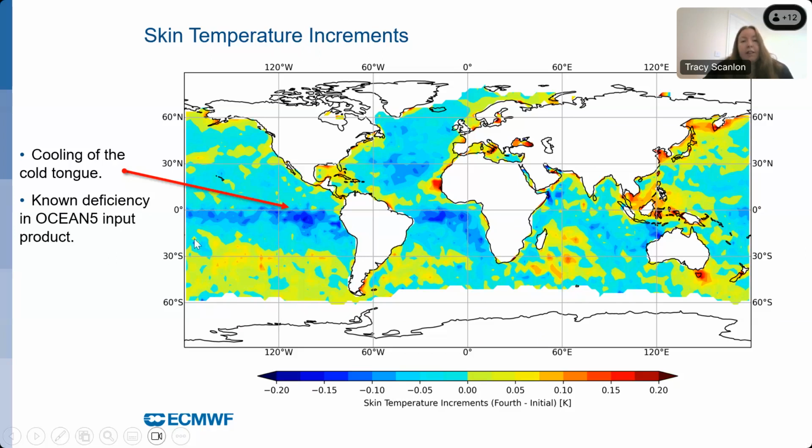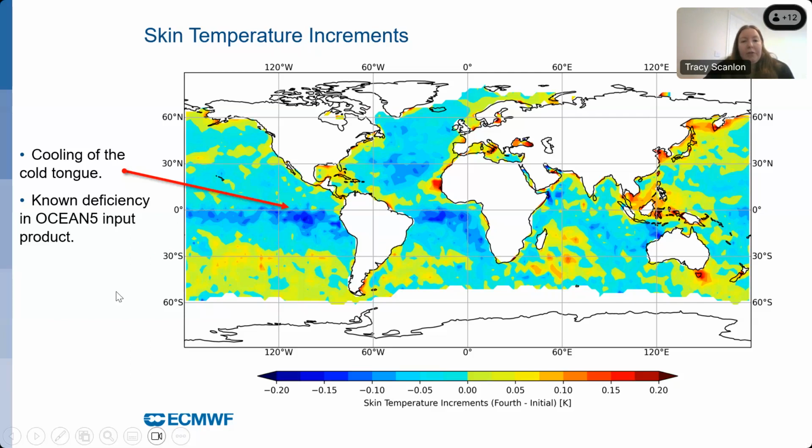Now, the reason that these particular increments, out of everything else that we see, are important is because there's a known deficiency of these in the OSTIA 5 input product. So we know that this change is real and that it's a really important signal. So this gives us confidence that our skin temperature increments are working well.